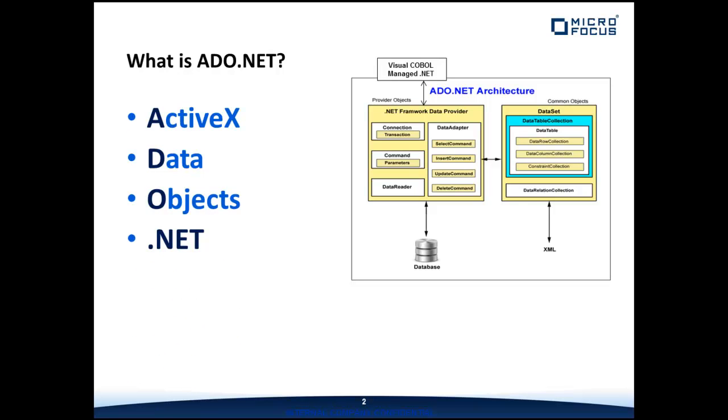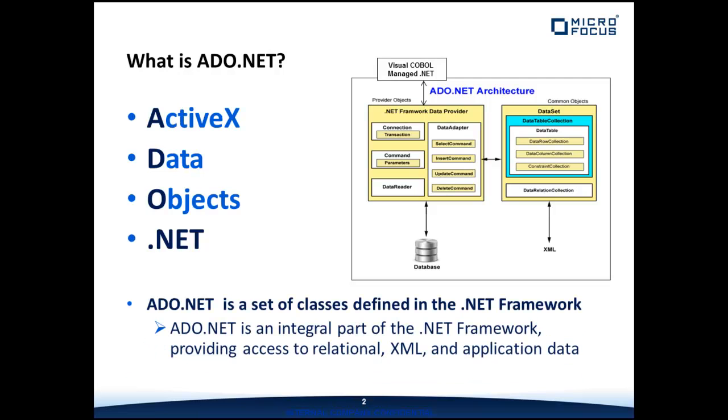The name ActiveX Data Objects is actually a holdover from a previous technology called simply ADO, which provided a method of accessing relational databases through the instantiation of COM objects. ADO.NET is actually a set of classes that are an integral part of the .NET framework that provide access to relational XML databases and application data.